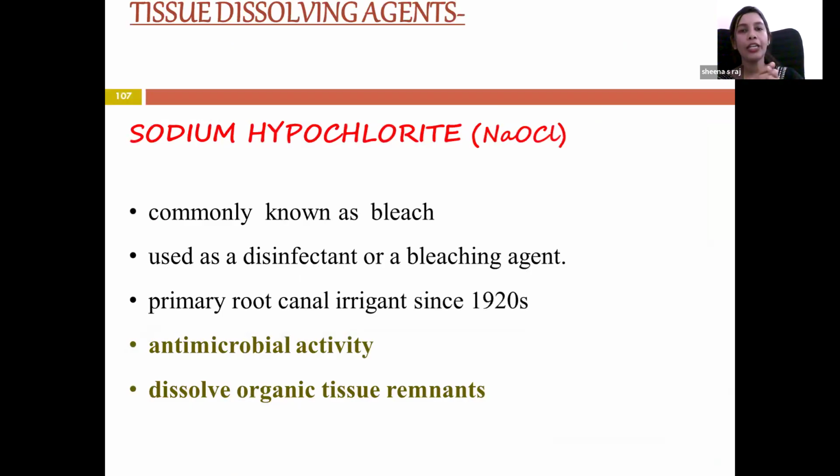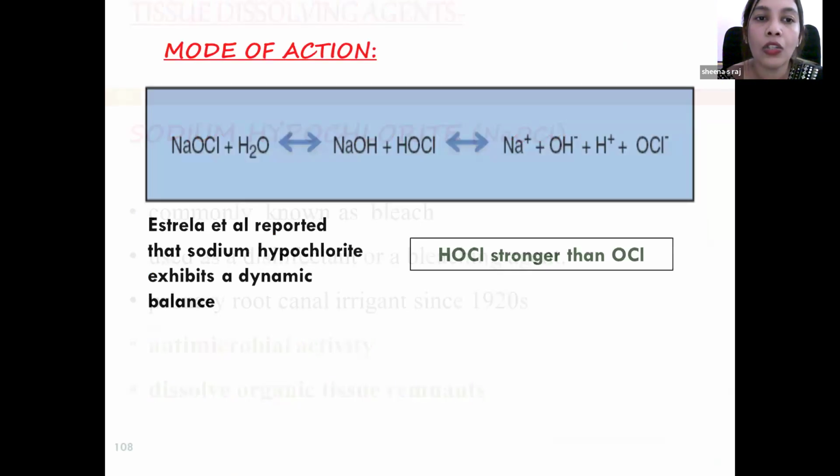So sodium hypochlorite is called a bleach. It has antimicrobial action. Mainly, it dissolves the pulp. That is why it dissolves the organic tissue. So this is very important.